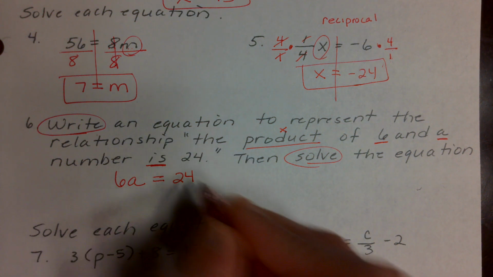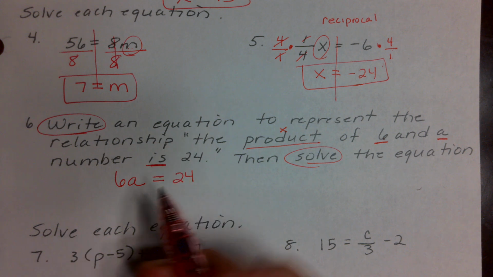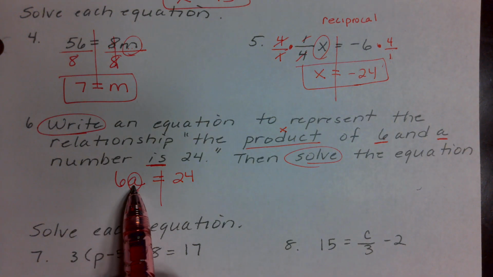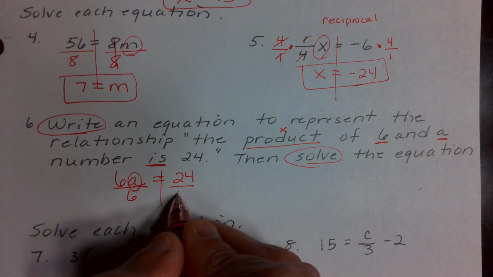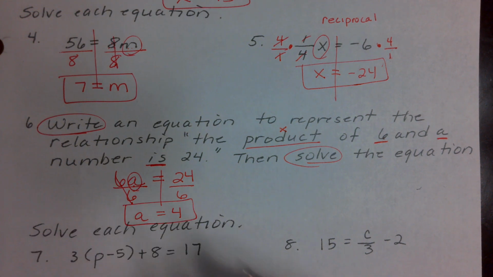I don't know why the word numbers in there, but it's okay. So that is the equation. I have an equal sign, so I have an equation. Draw your line, locate your variable, and now you're like, oh, it's 6 times a. Opposite of multiplying by 6 is dividing by 6, which is equal to 4.